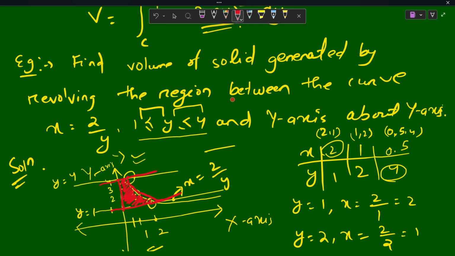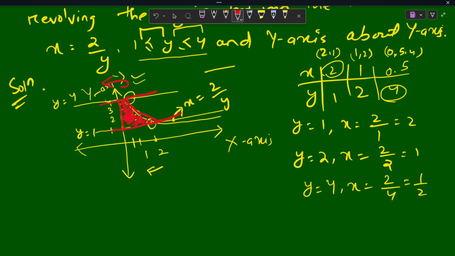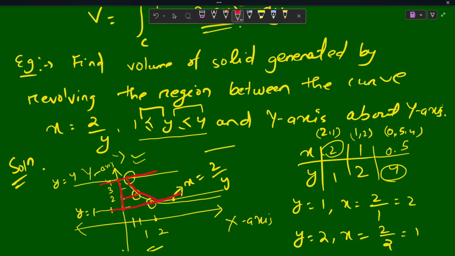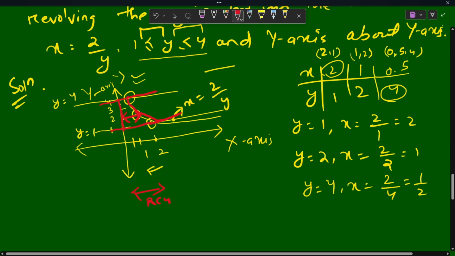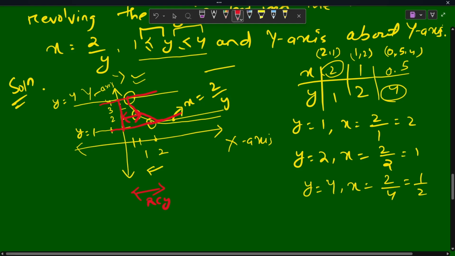this region about the y-axis. So how to find the radius then? See what will be the radius here. Here the radius will be this much. This much is r of y. So here we will do the opposite thing. What is the equation of x here? It is x equal to 2 by y. Then on this line, what is the equation of x? It is the y-axis, right? So from here to here, I'm changing the color of the pen so that you can understand.